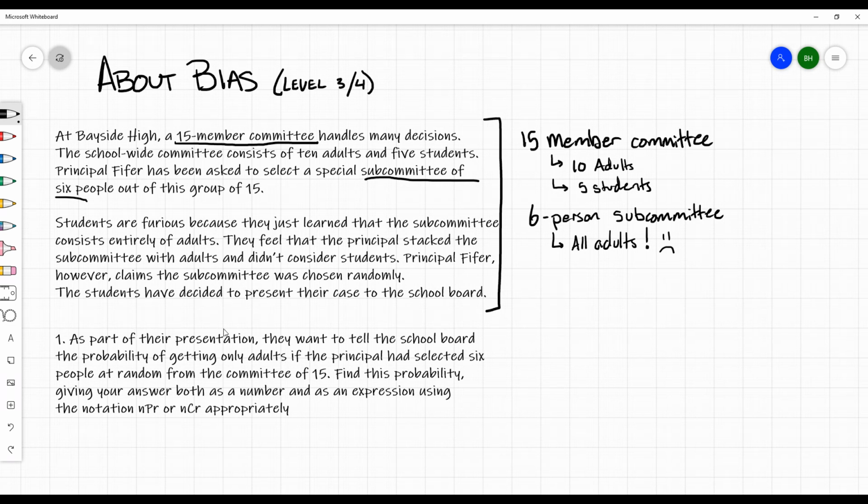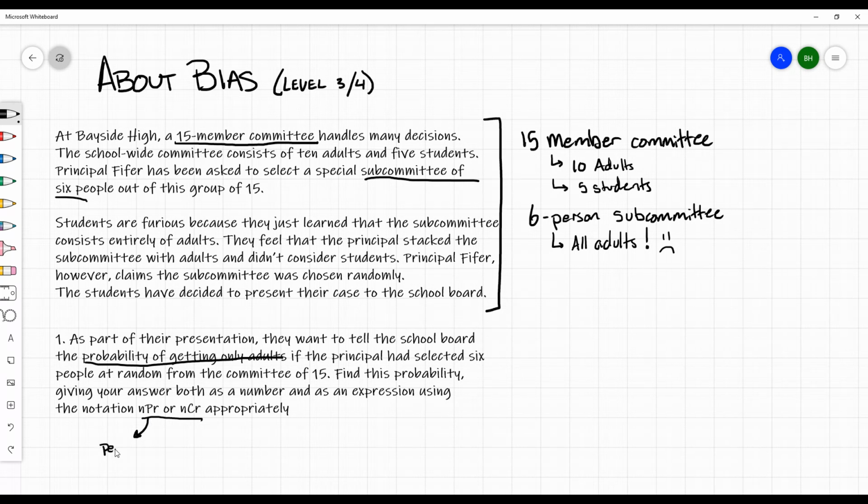So number 1 says, as a part of their presentation to the school board, they wanted to show the probability of getting only adults if the principal selected 6 people at random. This probability we need to find and give our answer as a number and as an expression using the notation NPR or NCR appropriately. So once again, let's just talk about this notation.